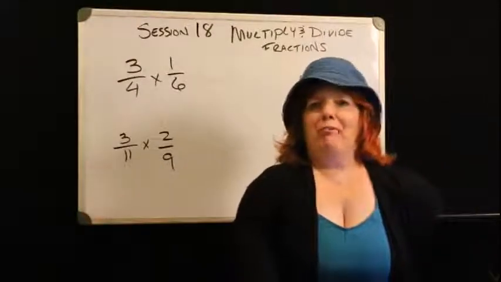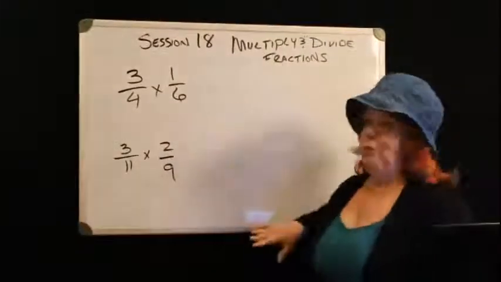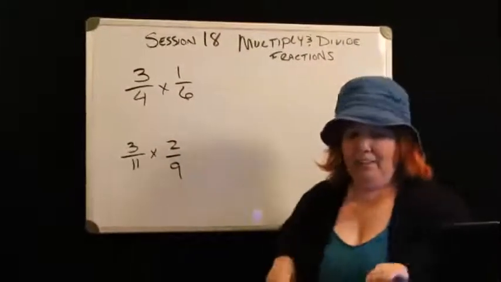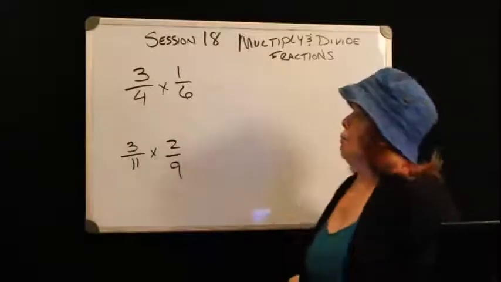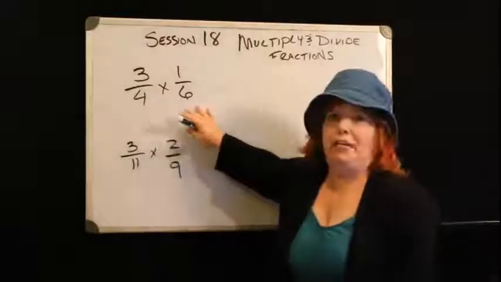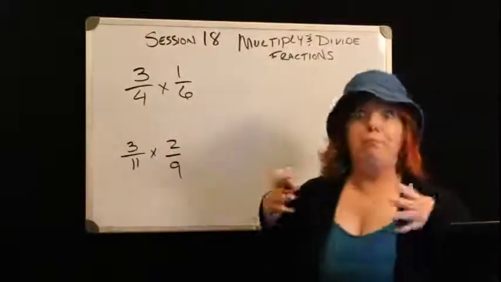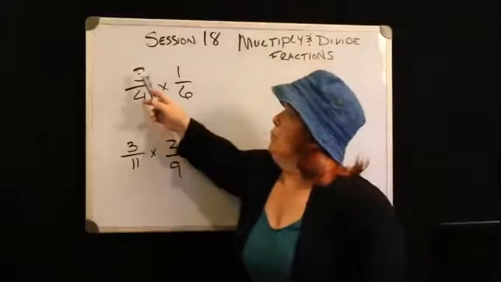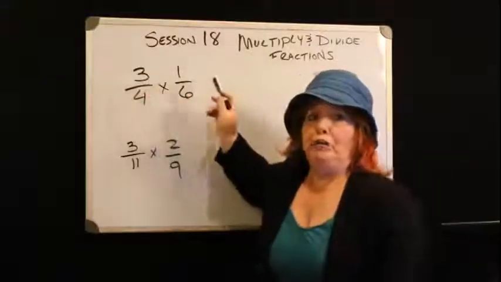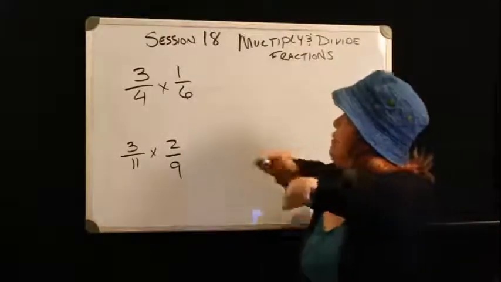Okay, so now we're going to get into multiplying our fractions. I wrote a couple questions on the board, and the cool thing about multiplying is that you do not need to change the denominator. You do not need a common denominator, so you can just go ahead and multiply them. We multiply both the numerator and the denominator across. Easy peasy.